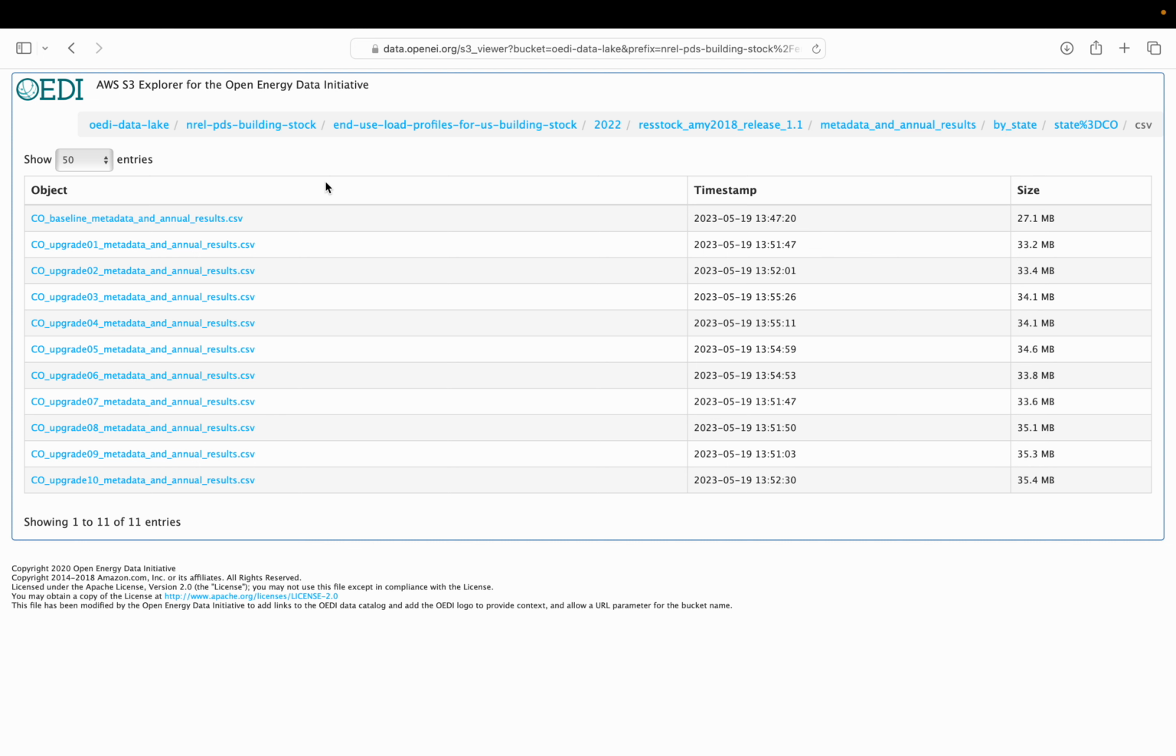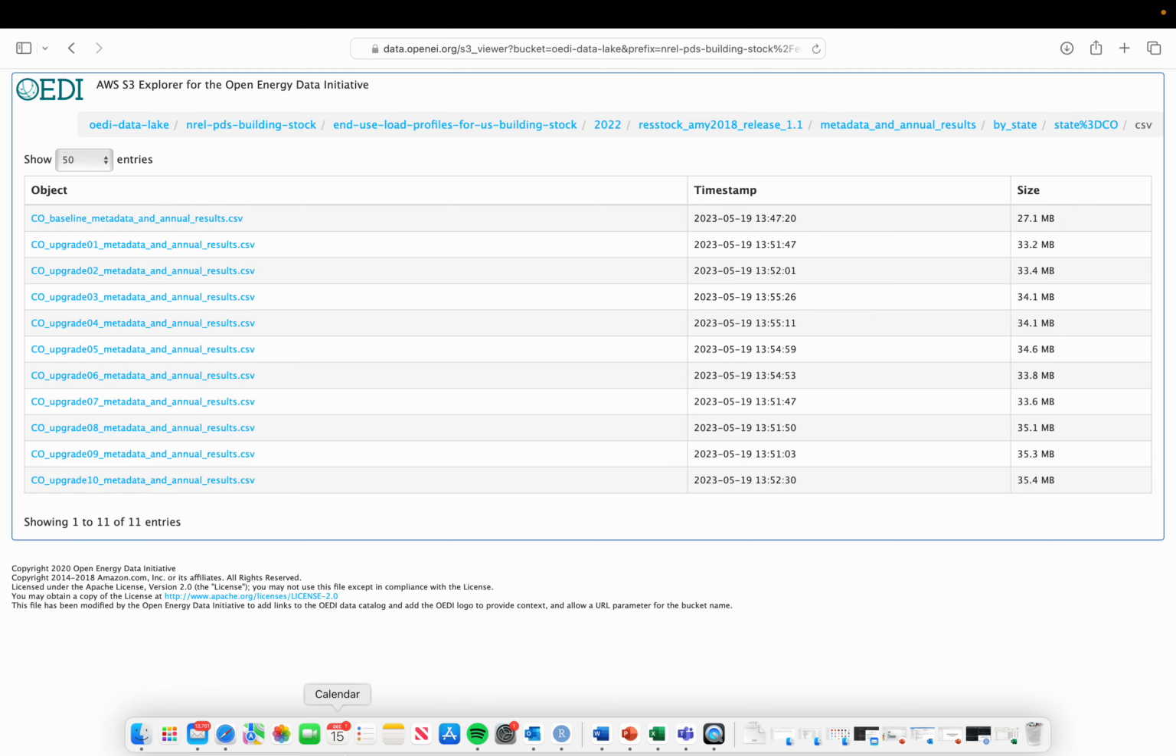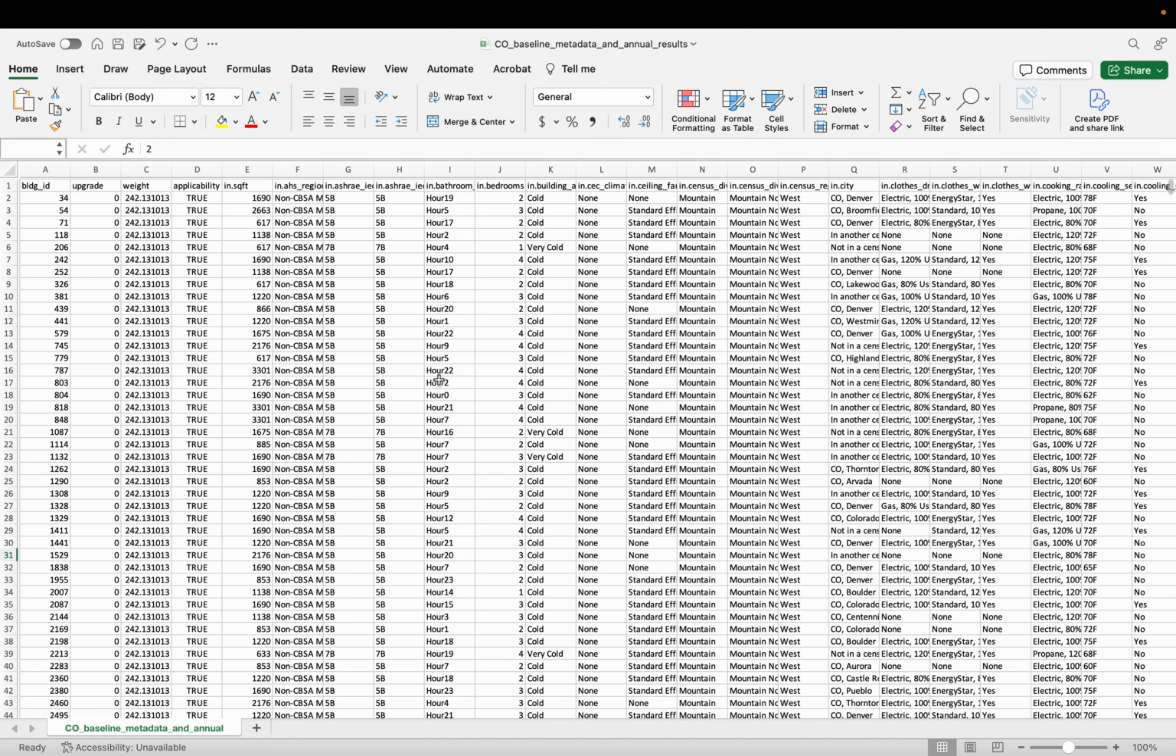In every folder for the state that you're looking at, you'll find the baseline metadata and results. This is where you can look at the stock itself, what we're starting with, and a series of 10 upgrades and the results of the savings as they are. So in this case, we will start off by downloading these files, and let's start off with the baseline metadata and results. I already have downloaded that, but please, when you're using this, download it so you can go through this. So once we've downloaded it, we would open the file.